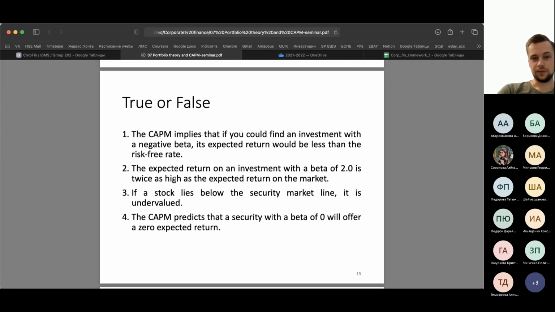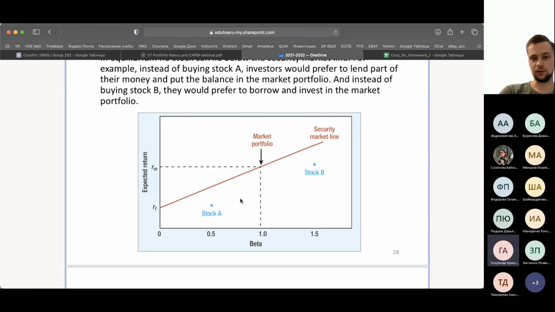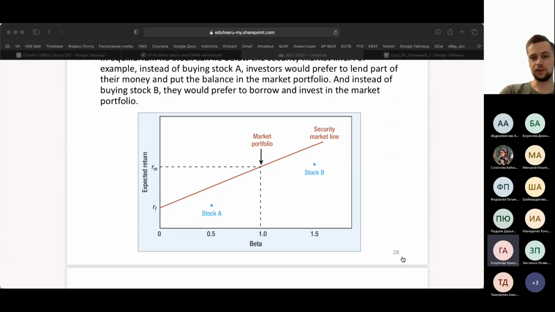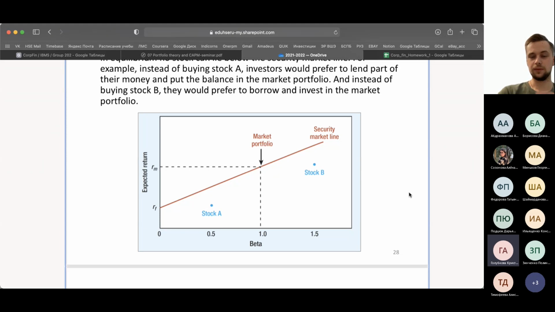Okay, if a stock lies below the security market line, it is undervalued. Let's look at the line. Is it true? It's false. Because if the stock is below the security market line, then it's overvalued and its price has to decline, so that the expected return can increase.